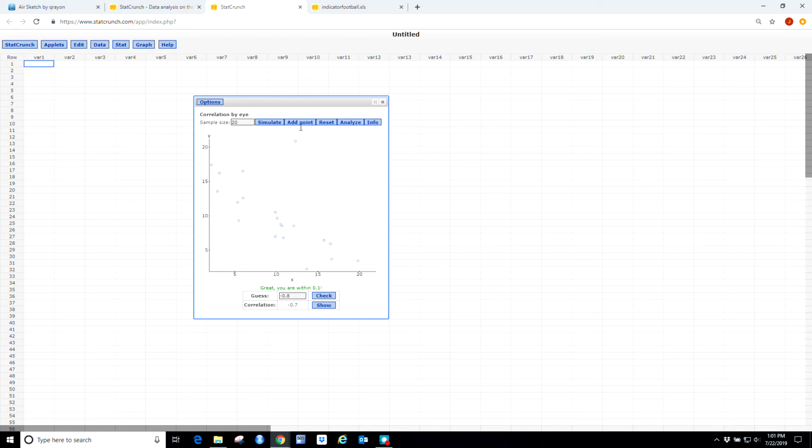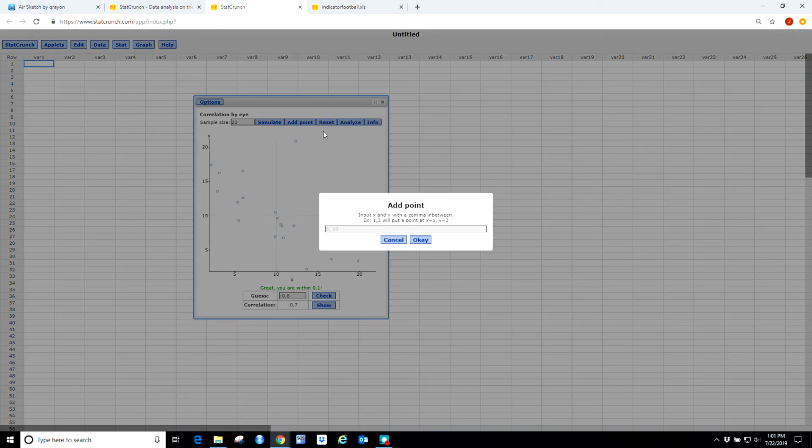And then you can also add some points here yourself. So if I want to see what would happen if I added another point out here, I could say that'd be about 17 and 20.